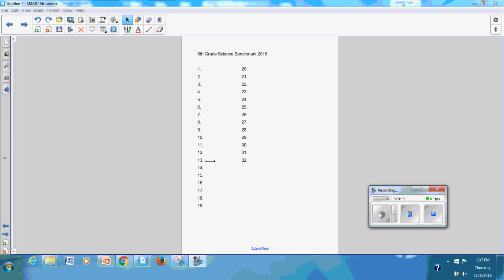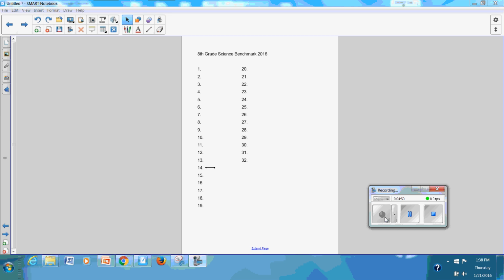Question 13. A student is asked to design an investigation to determine how an unbalanced force may affect the speed and/or direction of a car. When designing and implementing the investigation, which of the following pieces of equipment will be most useful? A, stopwatch, triple beam balance, meter stick. B, stopwatch, graduated cylinder, toy car. C, stopwatch, spring scale, and meter stick. Or D, stopwatch, meter stick, toy car.